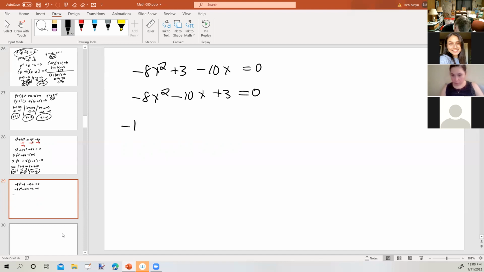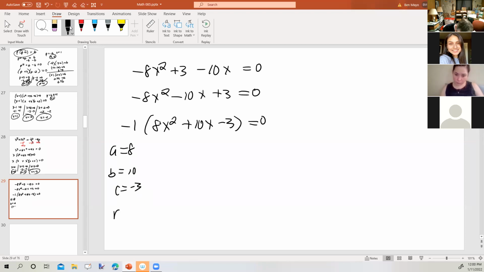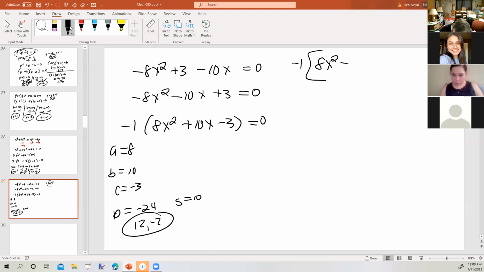this case, take out a negative 1. And let's clean that up a little bit. Okay. So that trinomial, we're going to use grouping. So A is 8, B is 10, C is negative 3, the product is negative 24, and the sum is 10. So how about 12 and negative 2? So then I've got negative 1, 8x squared plus 12x minus 2x minus 3 equals 0.